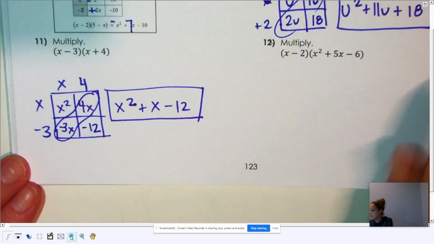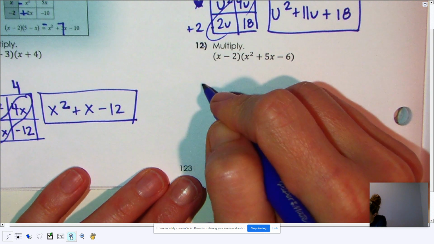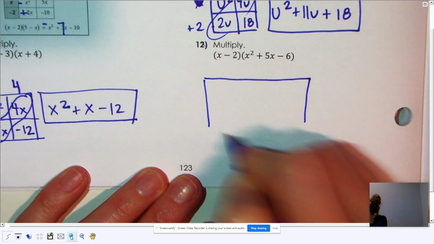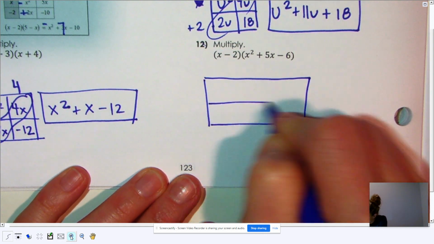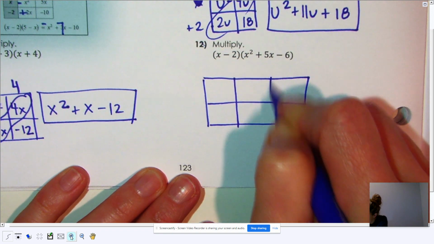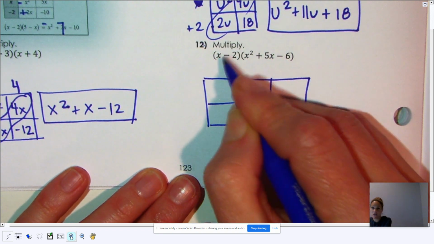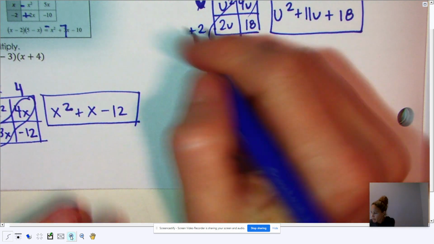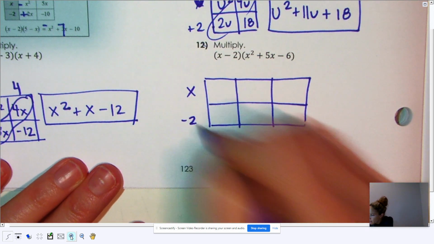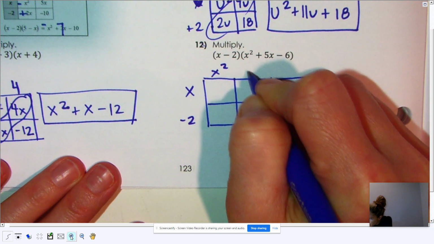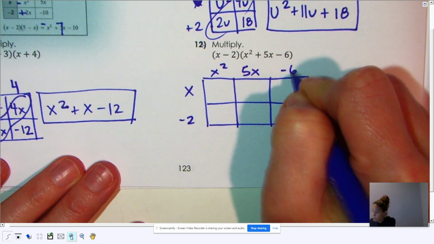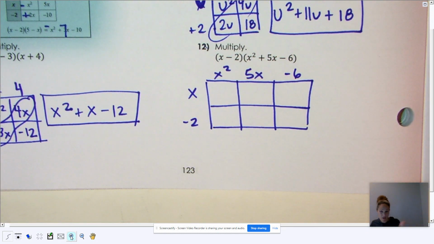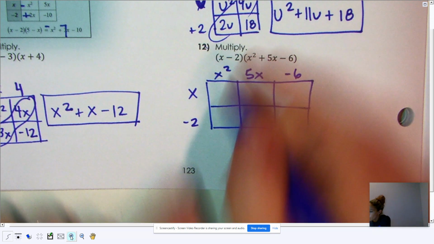Okay, last problem. And this one we can do a 2 by 3. You also could have done just repeated distribution where the x goes to everything and the 2 goes to everything, and then you line everything up and add them. Either way, whatever way works better for you. But I'm going to go ahead and fill out the boxes just because I think most of you guys prefer that method, I think, from class. So let's go ahead and multiply.